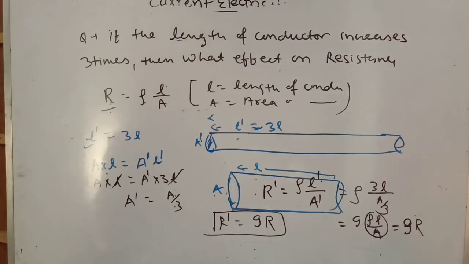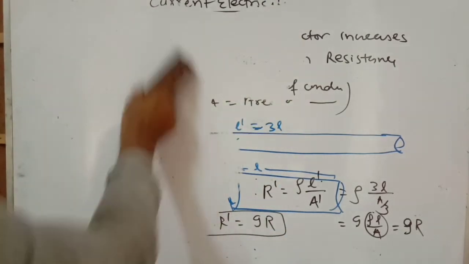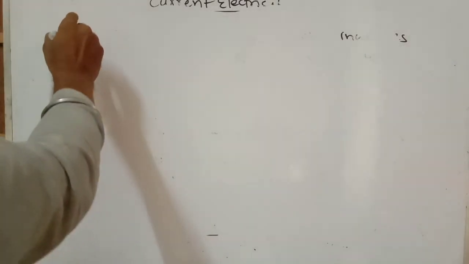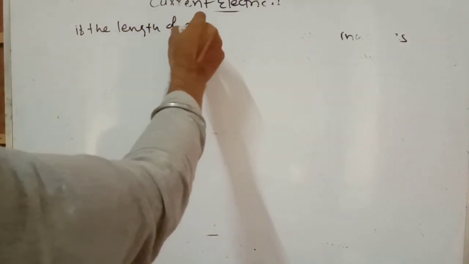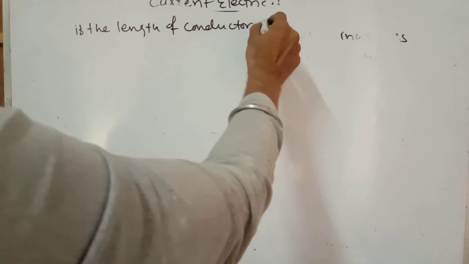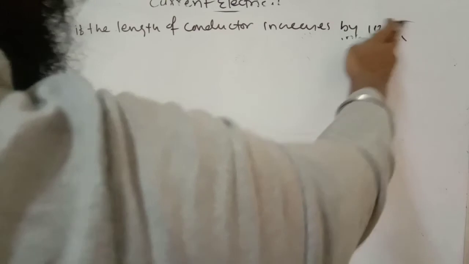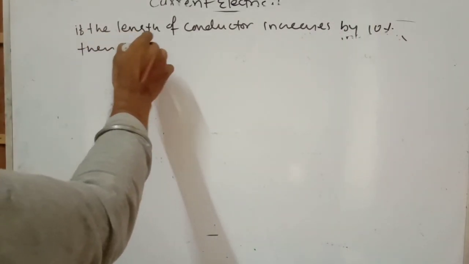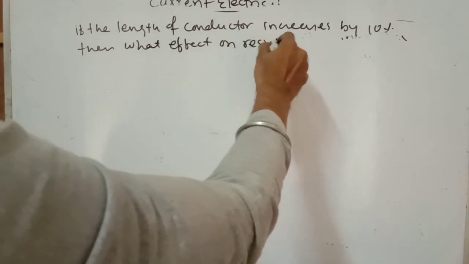Similarly, one more question is very important. If the length of the conductor increases by 10%, then what is the effect on the resistance? Okay, so write down the question. If the length of the conductor increases by 10%, then what is the effect on resistance?